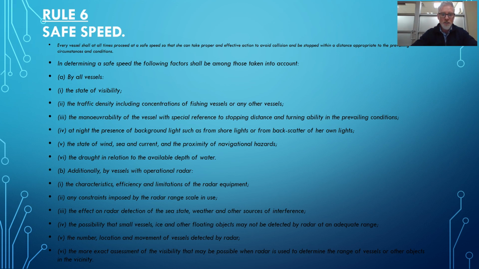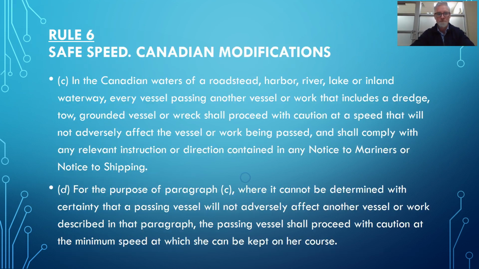The location, number, and movement of vessels detected by the radar. The more exact assessment of visibility that may be possible when radar is used to determine the range of vessels or other objects in the vicinity. So the next couple of slides we're going to get into a little discussion about these.